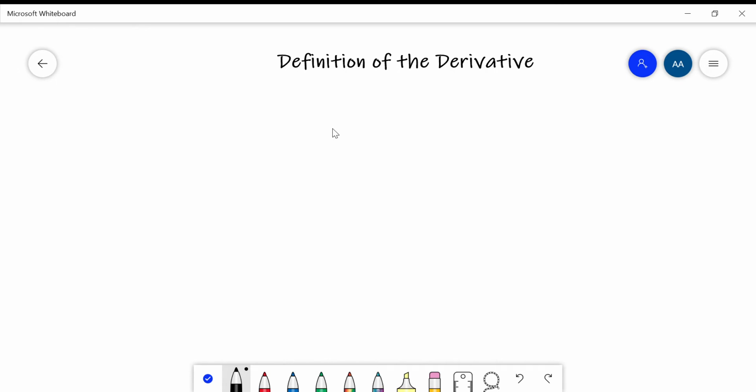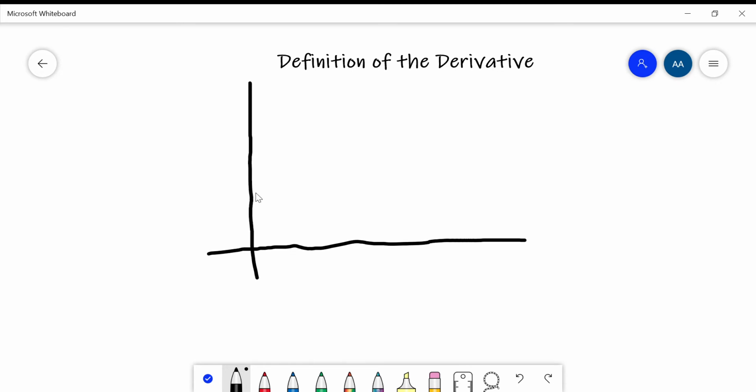The definition of the derivative. So basically, what is the derivative? This gives a mathematical definition, and I think a mathematical definition of the derivative is a bit more accurate. So let's just draw a simple graph. It's not going to be the best because I'm not the best drawer, and I'm using my mouse pad for this.